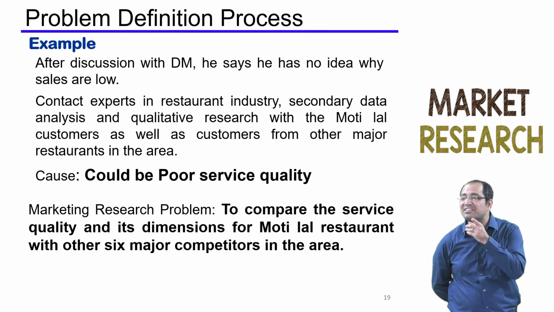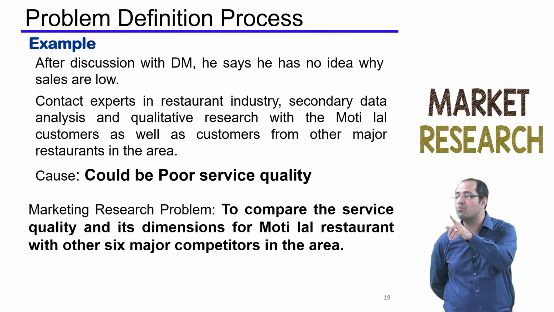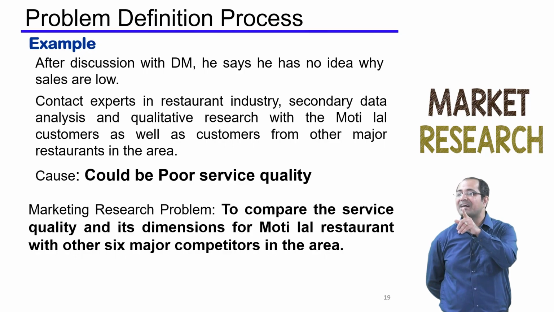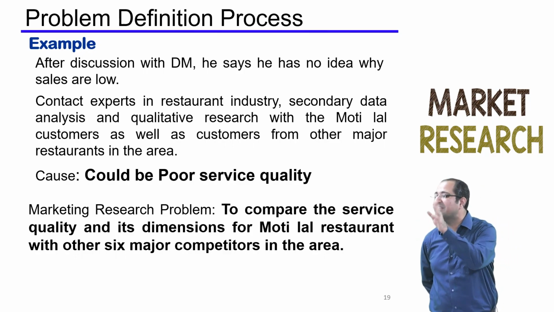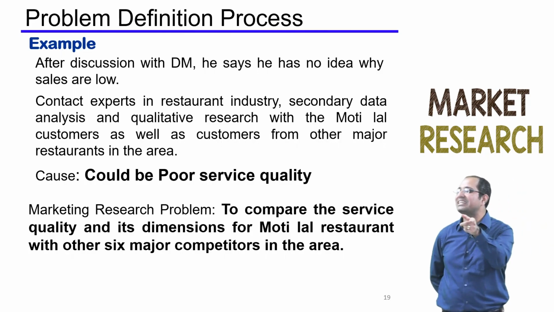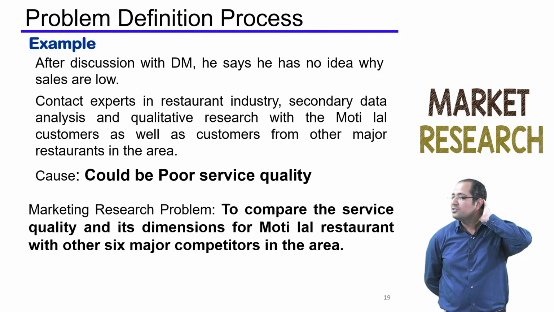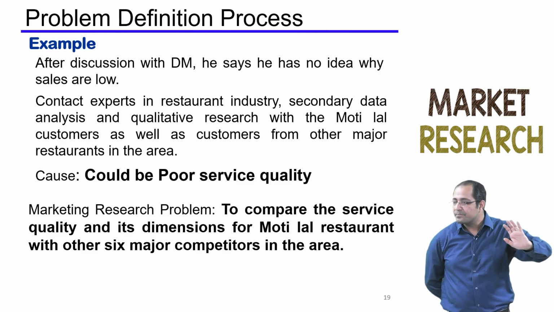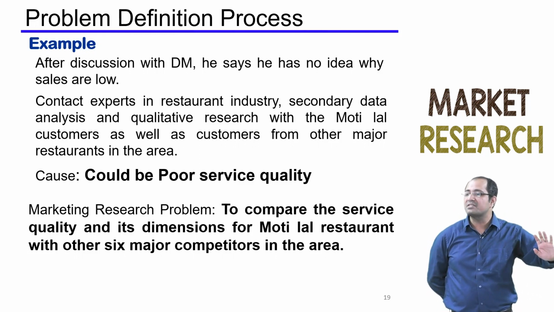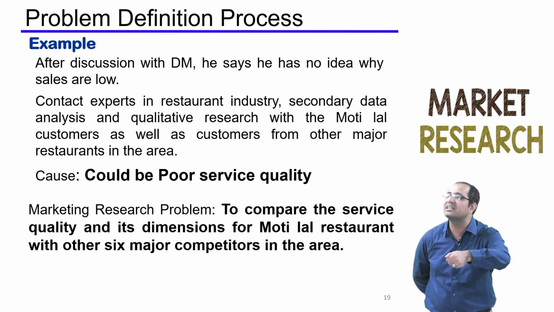That is why we are saying to compare the service quality and its constituents for Motilal restaurants with other six major competitors in the area. Because Motilal said that I have 6 major competitors. So let's focus on them. To compare the service quality and its constituents for Motilal restaurants and other competitor restaurants. That becomes the marketing research problem.